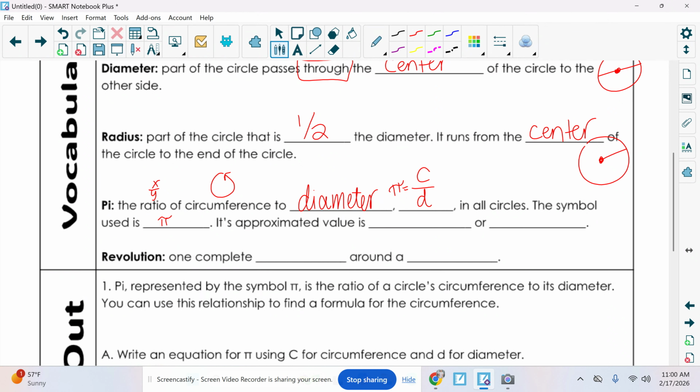It's approximate, meaning about. The symbol we use for approximate is the little wiggle wiggle. It means it's about, but not exact. The approximate value is 3.14 or 22/7. Does anybody know why it's an approximate and not exact? Because pi goes on forever. Pi is infinite. It never ends.